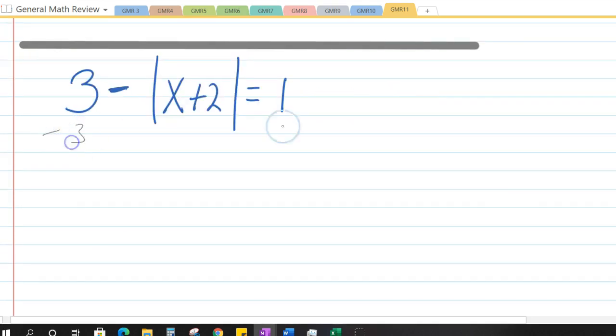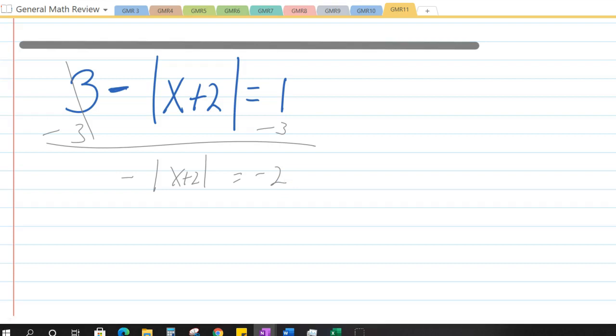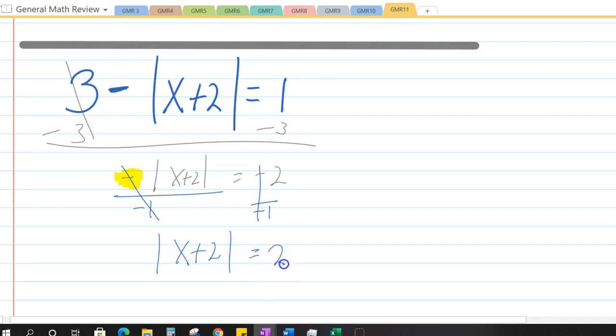Here's another seemingly simple problem. I'm going to subtract the 3 to the other side, which gives me negative absolute value of x plus 2 is equal to negative 2. Now, after the last problem, you might be thinking, oh, it's negative, I'm done. Not true. If you notice, there is a negative in front. I need to isolate my absolute value. It's not isolated, so I need to divide both sides by a negative 1. Negatives will cancel. Now I have the absolute value of x plus 2 is equal to 2.